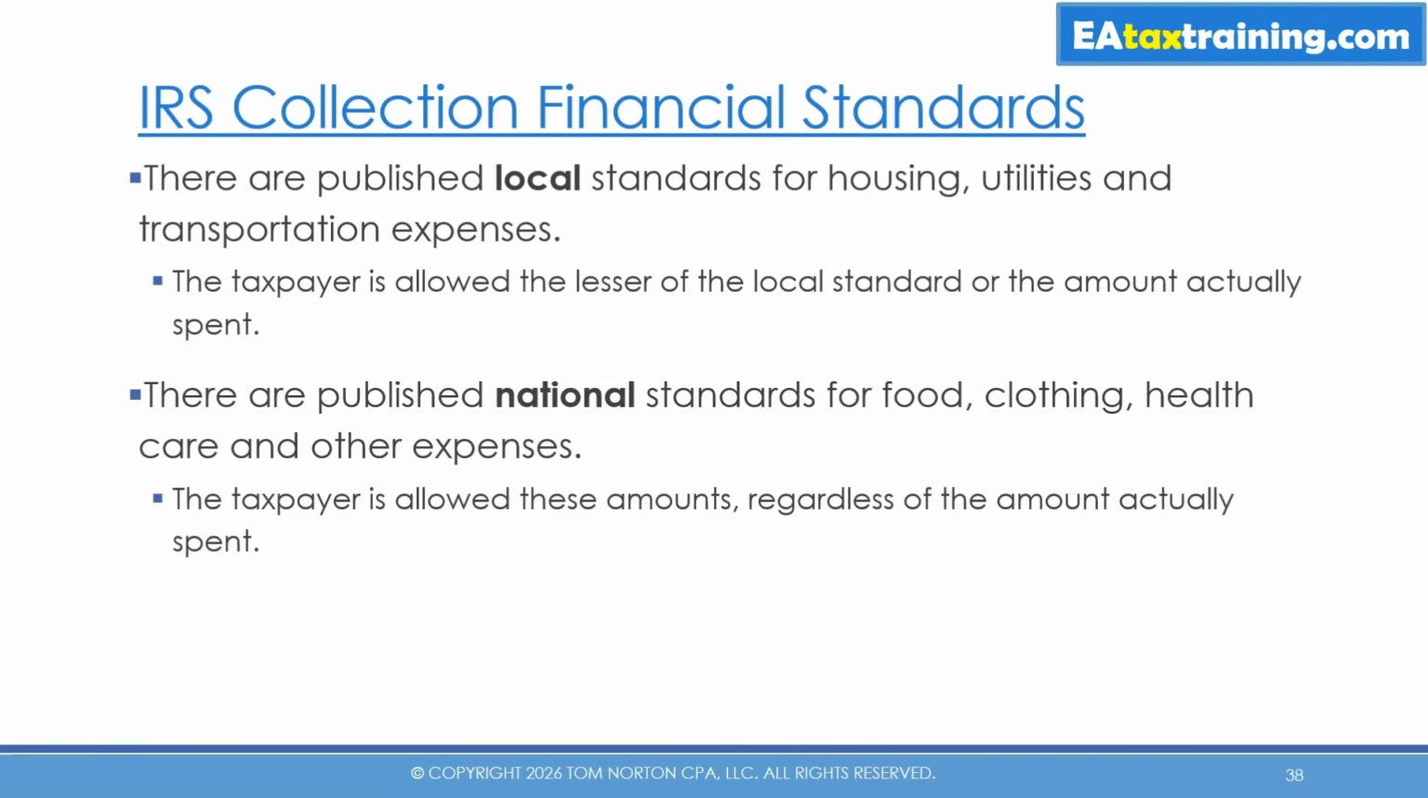So when you are dealing with the client's expenses specifically, there are published local standards for housing, utilities, and transportation. The IRS acknowledges that it is more expensive to live in some areas than others. So it's more expensive to live, for example, in New York City than it is in Little Rock, Arkansas. And so they take that into account. They have these published standards by geographic region, like these metropolitan statistical areas. And it will say, here are the amounts for rent, for example, in that particular area, for utilities in that particular area.